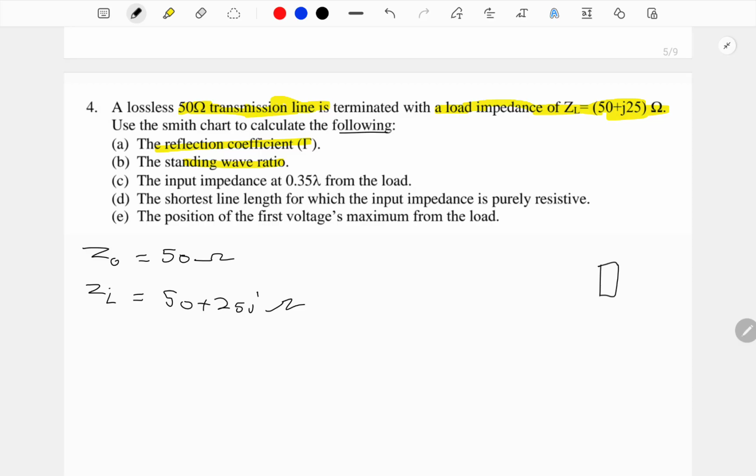This is our load again, ZL, and this will be our generator. Just put VG, and this is our input impedance. I don't think we need it for this question, but it's good to know. The input impedance is the impedance seen at the generator, and the characteristic impedance is the impedance of the line if the line was infinitely long. And they don't give us the distance of the load from the generator, so we gotta find it.